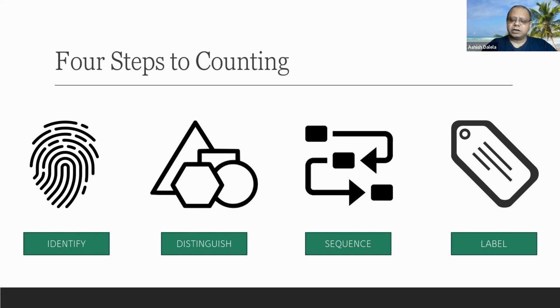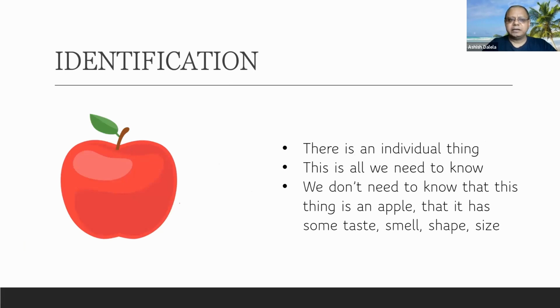Modern mathematics is only interested in discussing how to label things. The prior steps of identification, distinguishing, and sequencing are the foundations on which labeling occurs. But these 3 foundations are discussed in Sankhya, while they are completely ignored in modern mathematics. So what do we mean by identification?